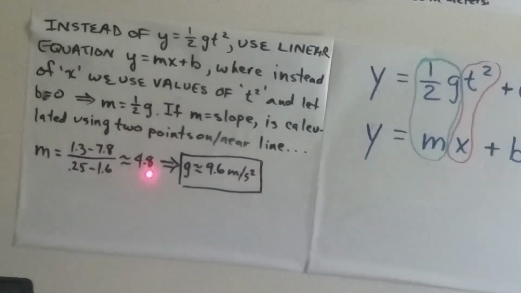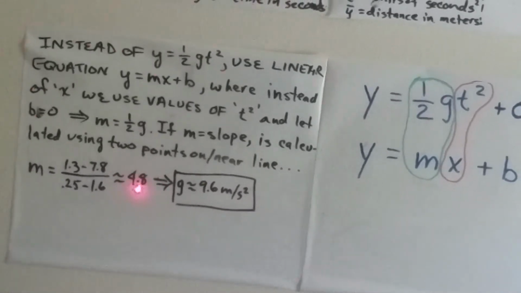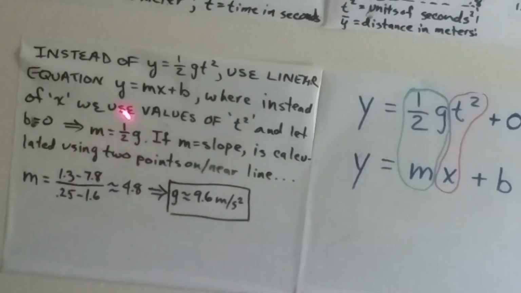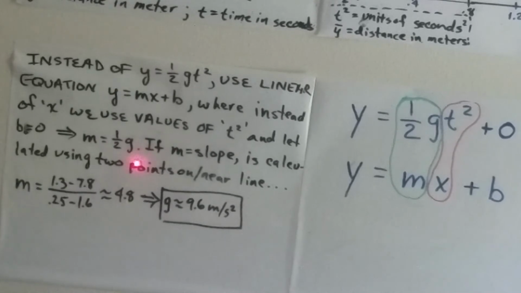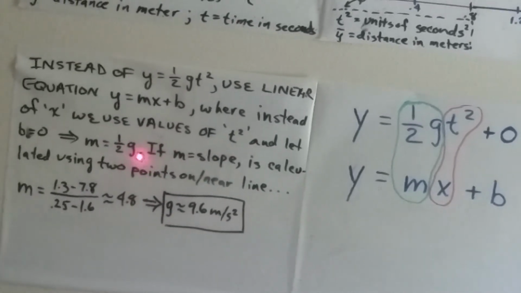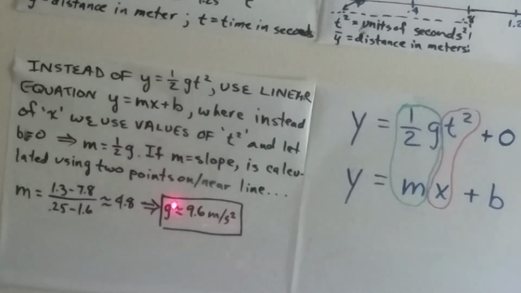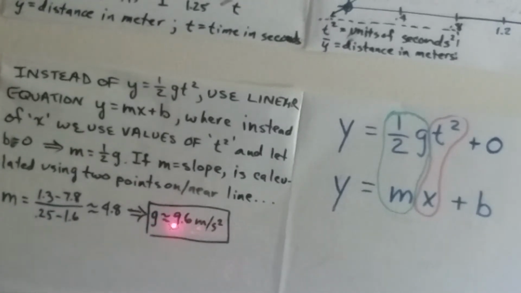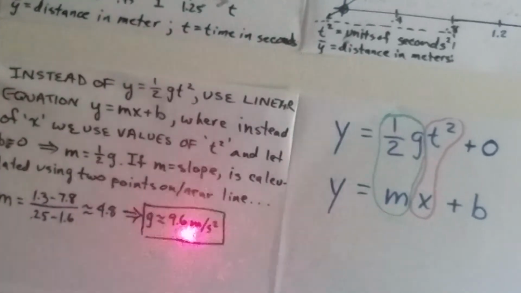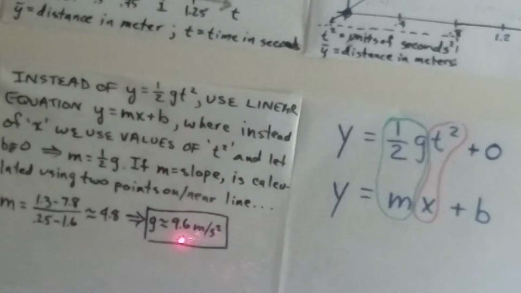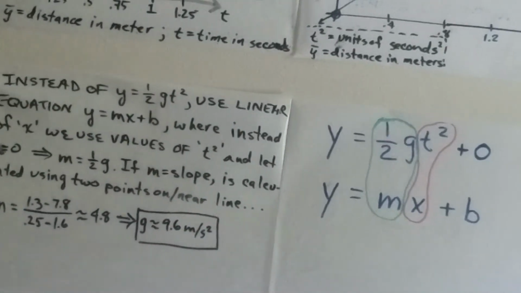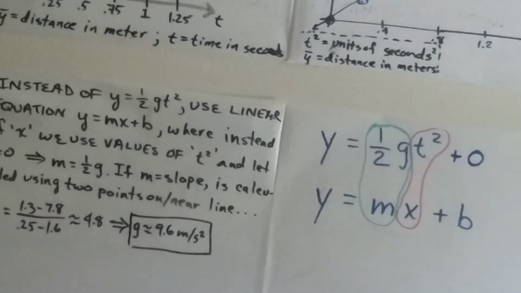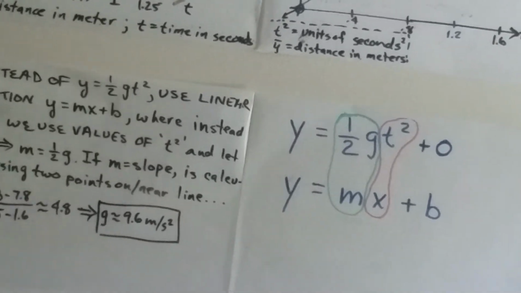So I can see that the slope is 4.8, and because we said that the slope matches up with 1/2 g, g being the acceleration due to gravity, the experimental value that I got is about 9.6, which isn't that far off from what we know. We know that the acceleration due to gravity is about 9.8 meters per second squared.